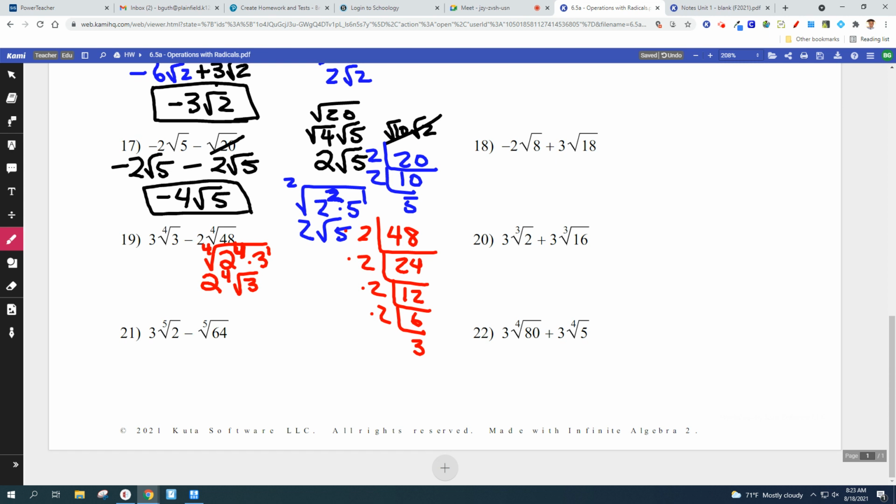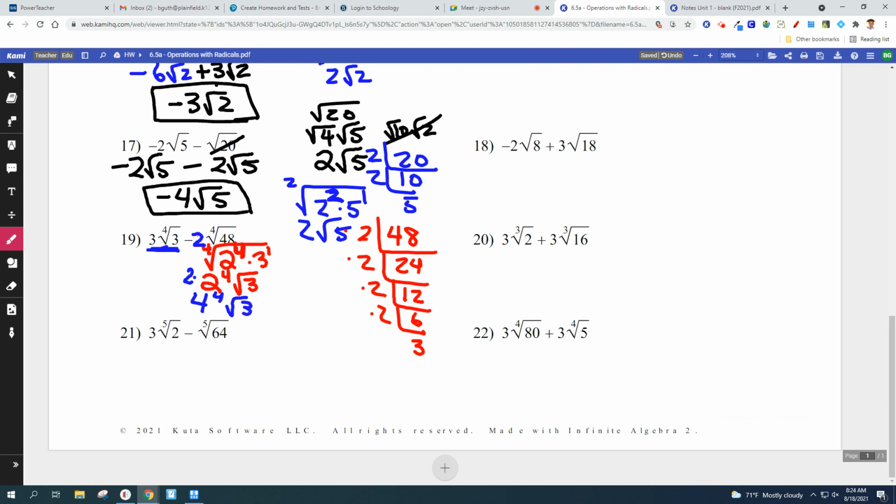Now, all I've done is break down that 48. I haven't done my terms yet. Okay, don't forget about this 2 right there. There's technically a 2 right there. And so that's 4, 2 times 2 is 4, times the 4th root of 3.